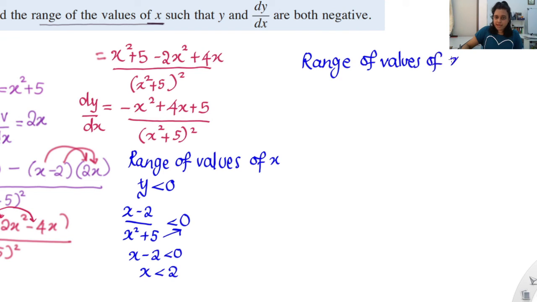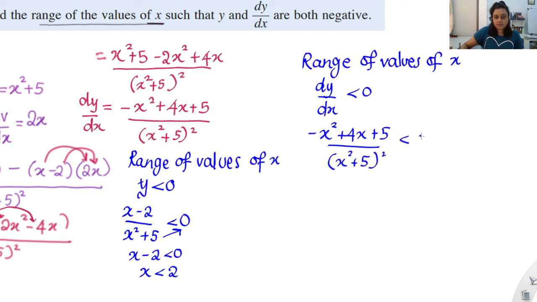Range of values of x when dy dx is lesser than 0. Why lesser than 0? Because negative. So that's why we are choosing lesser than 0. Okay, so what was our dy dx? Okay, this one now, negative x squared plus 4x plus 5 over x squared plus 5 squared lesser than 0. So this one, nothing. So the bottom becomes empty already, cross multiply.